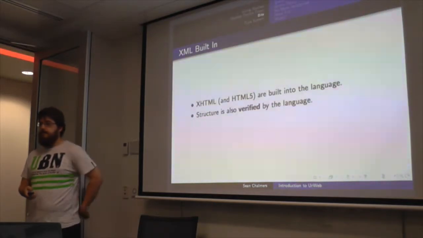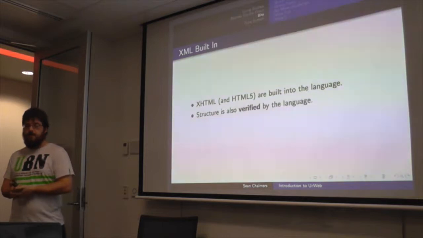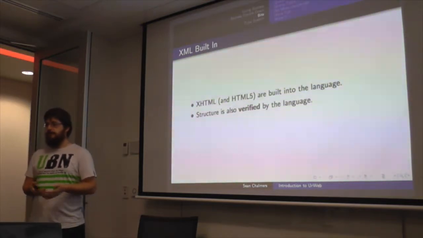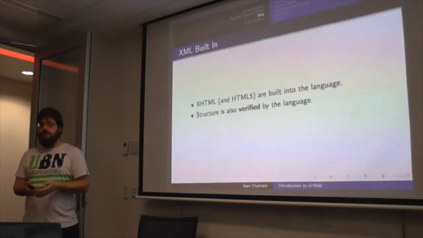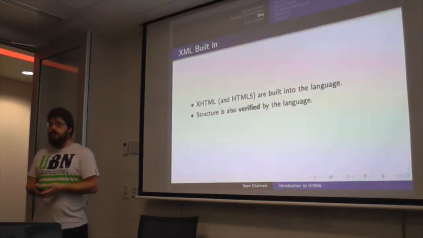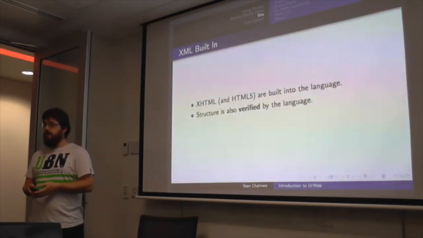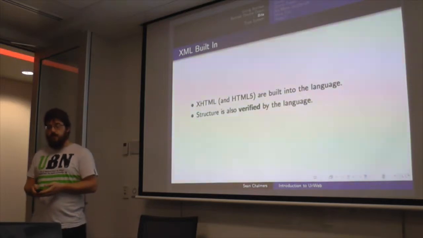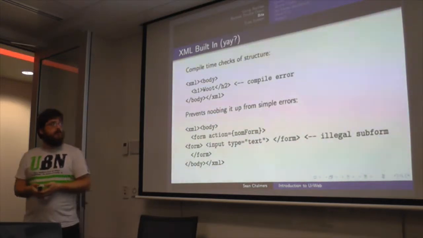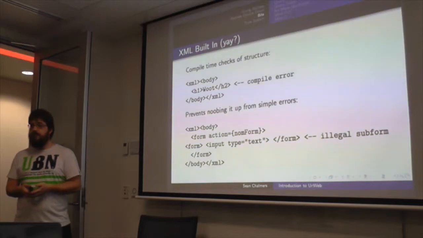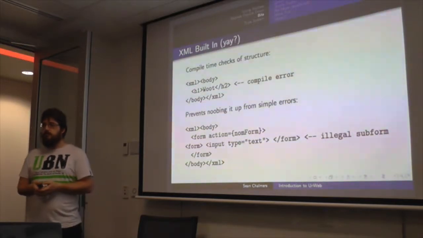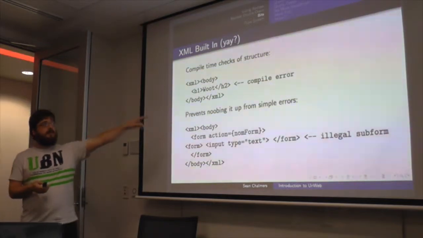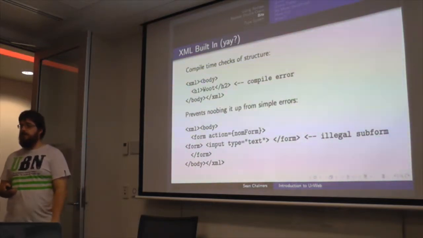So we'll start off with the XML, or just the HTML. It's built into the language, so all of the different tags for XML, HTML, they're just functions in the language. And the compiler has special phases which actually check that the structure you've given it is of the correct form. So just have a bit of a look. So this is actual UrWeb code, so this would appear inside your source files. It's an XML body. See, we've got a dodgy tag. That's a compile error, because we haven't closed the tag off.